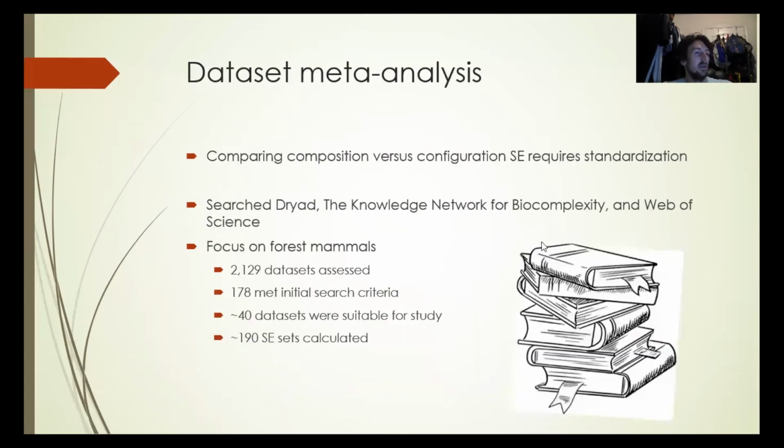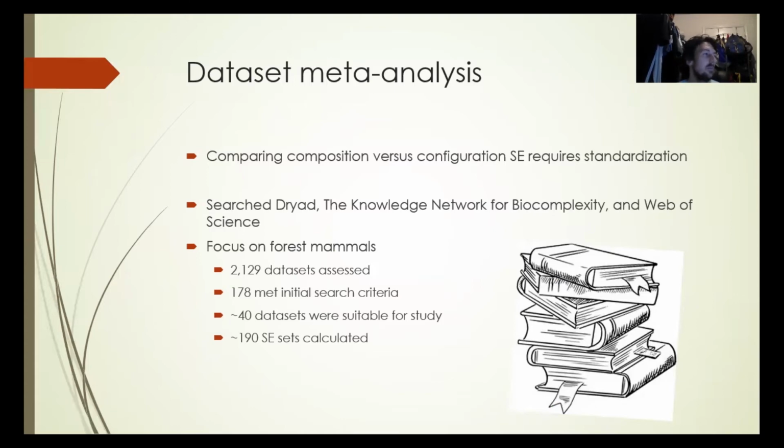So to do this, I have been conducting a dataset meta-analysis. Comparing scale of effects is very tricky, and so it requires a lot of standardization. And so I found that the best way to make these comparisons was just to calculate it myself. That required me finding a lot of data sets that would be suitable for calculating the scale of effect. So I searched through Dryad, the Knowledge Network for Biocomplexity, and Web of Science.